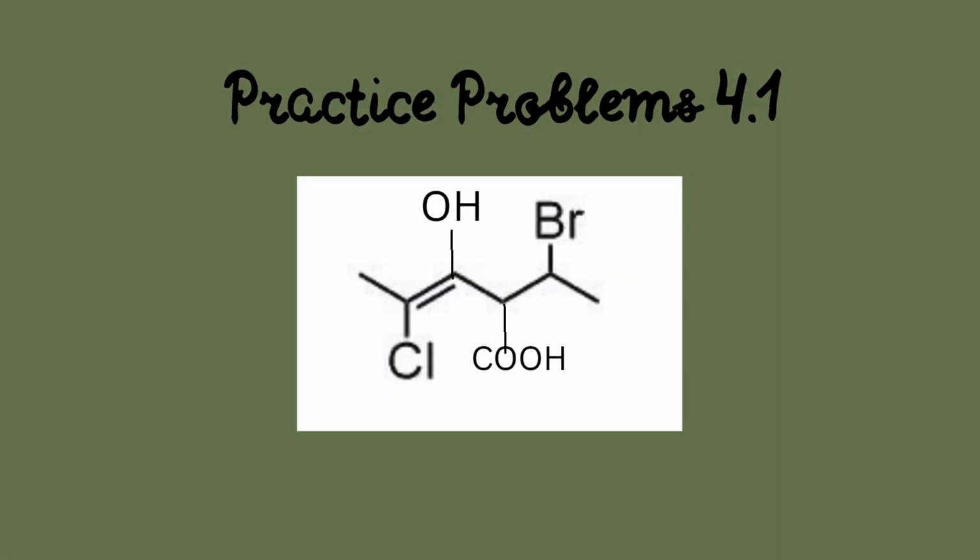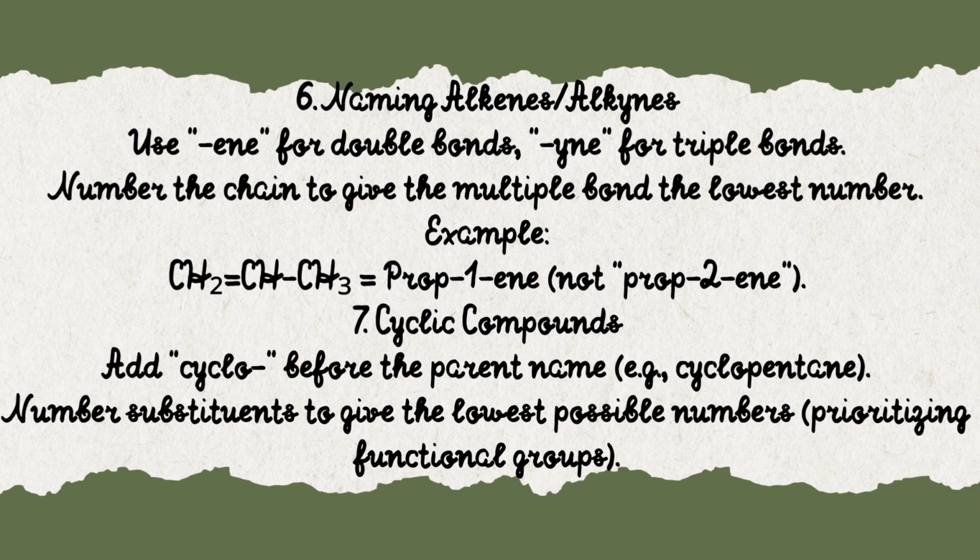Now here comes the practice problem 4.1, and as usual name it in the comment section. Tip number 6 says naming alkene and alkyne. So this is very simple. You have to add ene for the double bond and yne for the triple bond. And you have to number the chain so as to give the multiple bond the lowest number. For example, in the compound given, you have to name it as prop-1-ene and not prop-2-ene.